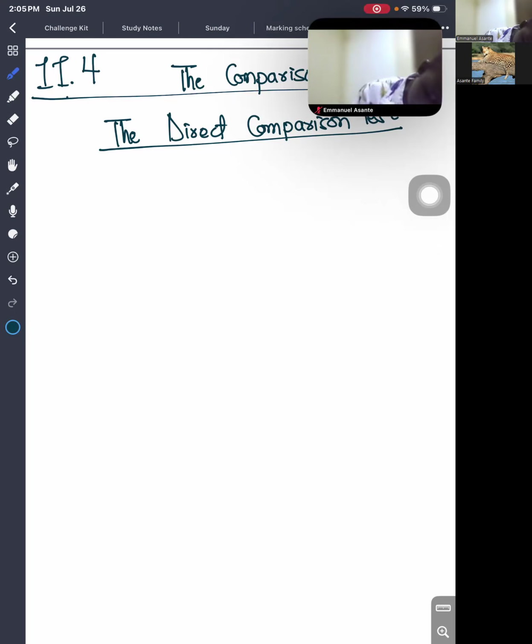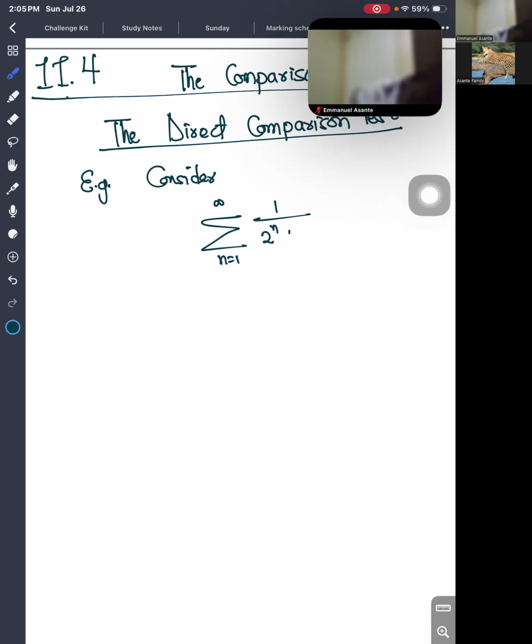So the best thing to do, I think, is to start with an example. Let's consider the series given by the sum from n equals 1 to infinity of 1 over 2 raised to the power n plus 1. If this series doesn't look familiar to you, at least this one does.